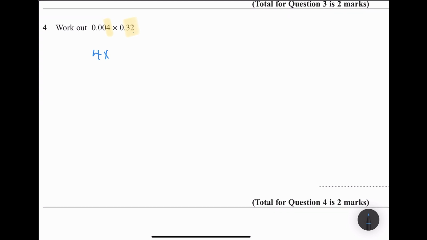So 4 times 32, do it however you want to do it. 2 column multiplication. 4 times 2 is 8. 4 times 3 is 12, so 128. Okay, so 128. That's if it wasn't a decimal, but it is.